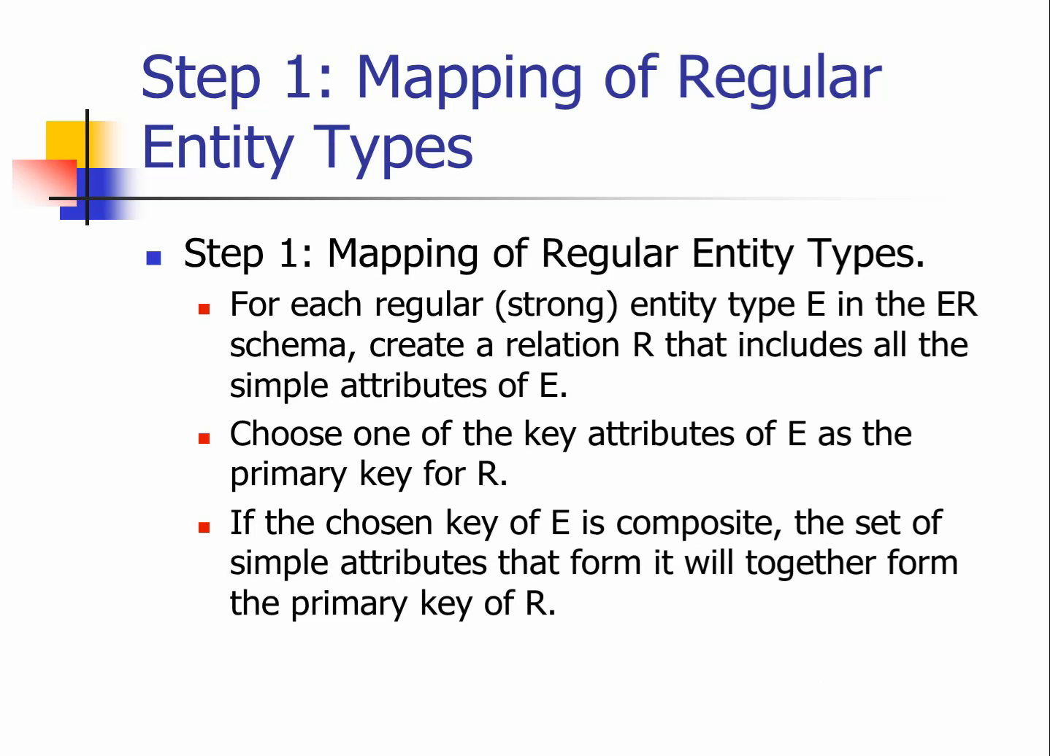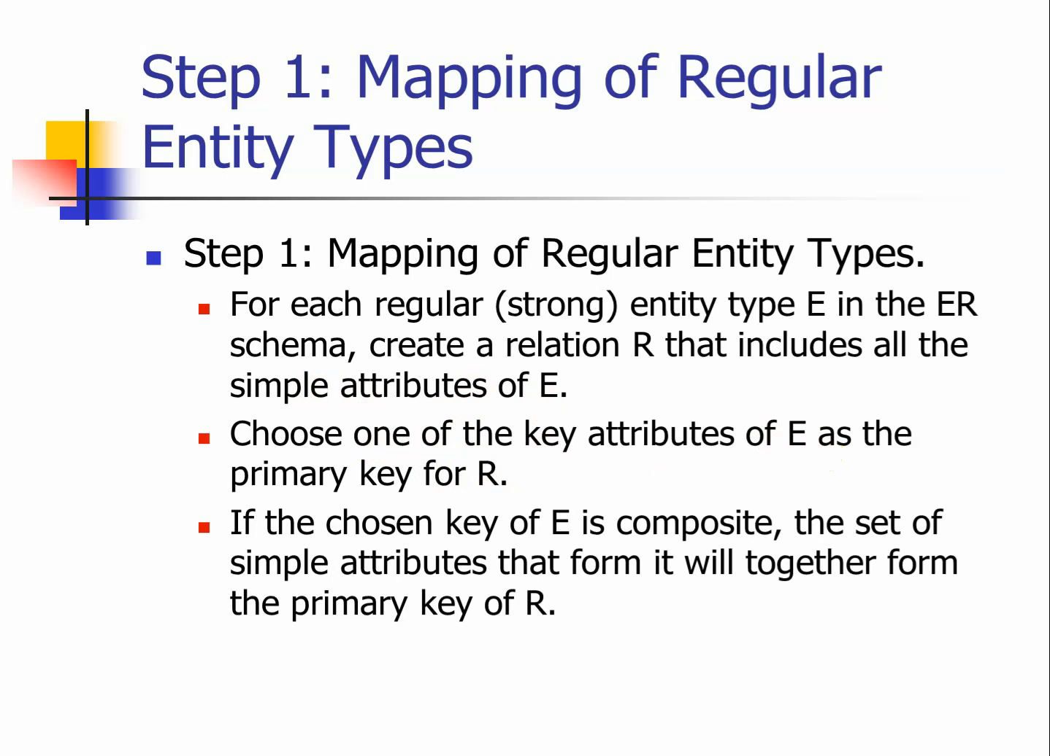The regular entity types, which means the rectangular box in the ER diagram. So for each regular, or what we call a strong entity type E, the entity we have in the ER diagram, what we need to do is simply create a relation R, which means we create a table in a relational schema diagram that includes all simple attributes of the entity. Choose one of the key attributes of the entity as the key attribute for the relation, which means we need to underline one of the attribute or attributes to form a composite primary key.